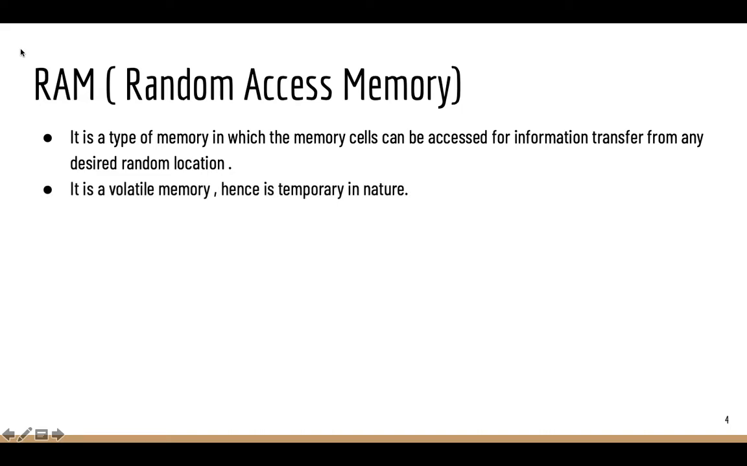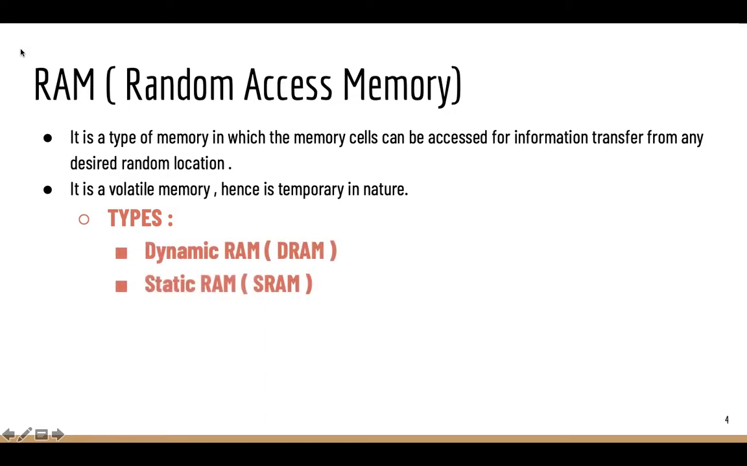It is a volatile memory, hence it is temporary in nature. Volatile memory means RAM is a type of memory in which the currently running programs are stored. Therefore, as we switch off the computer, the information from the RAM goes away. Therefore, it is said that it is a volatile memory and hence it is temporary in nature. What are the different types of RAM? RAM is divided into two types. First is dynamic RAM and second is static RAM.